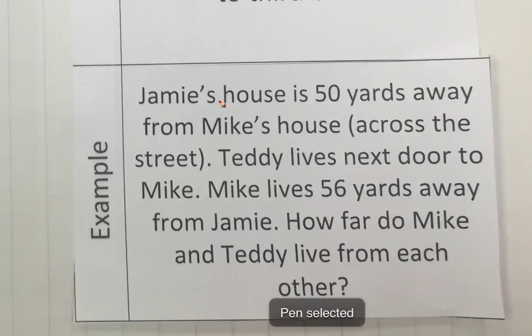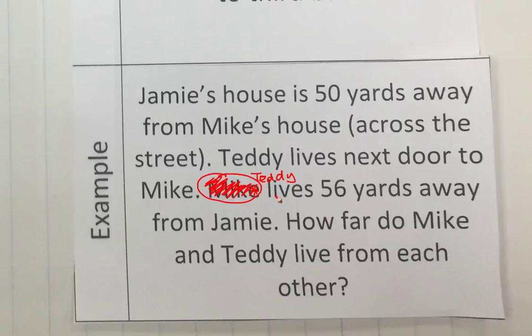Okay, now before we start our fourth example, the one that starts with Jamie's house, we have a little typo that I need you to fix. We are on the fourth line right here. Mike. I need you to cross out Mike and label that Teddy. Okay, so cross this Mike out, call it Teddy. So hit pause and do that.